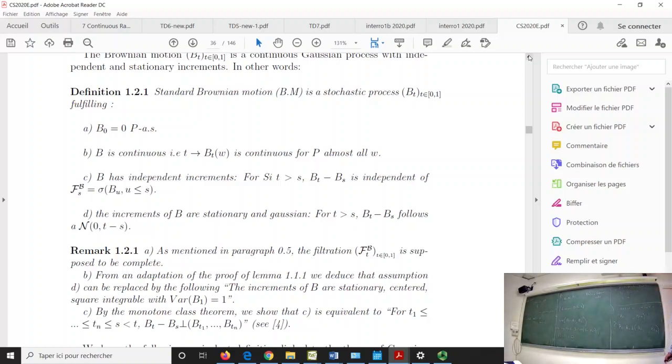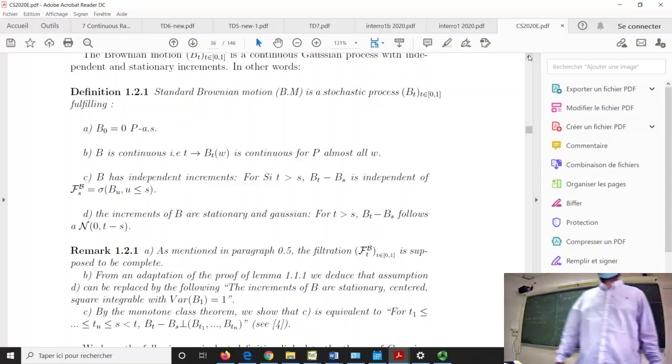I have proved that to say that I am a Brownian motion is equivalent to saying that I am a continuous Gaussian process with this mean function and this variance-covariance function. After the break, we are going to prove the existence of the Brownian motion, in order to prove the existence of a process fulfilling these conditions. Question before the break?